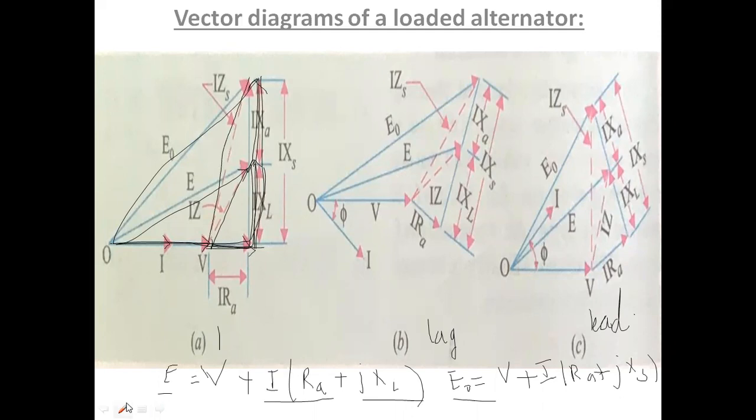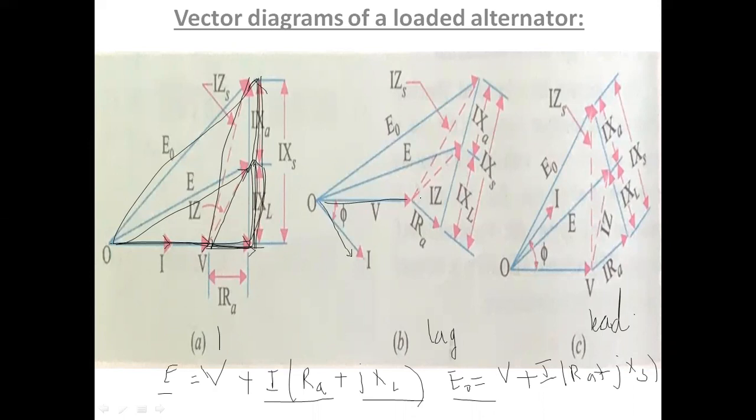Okay, clear? It is impedance. Next, this is lagging power factor. So in the lagging power factor, this is V. I lagging means I is behind V. Okay, so as I is located, the IRa drop, the resistance drop, will be located like that.